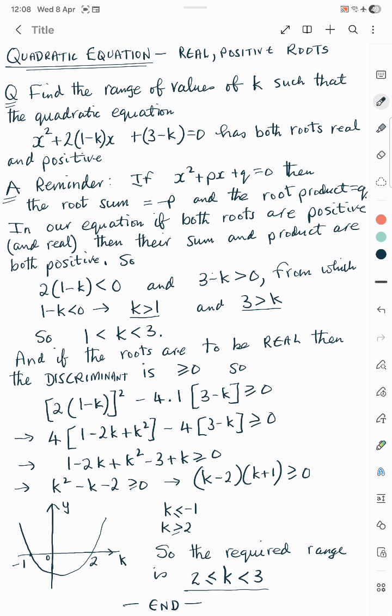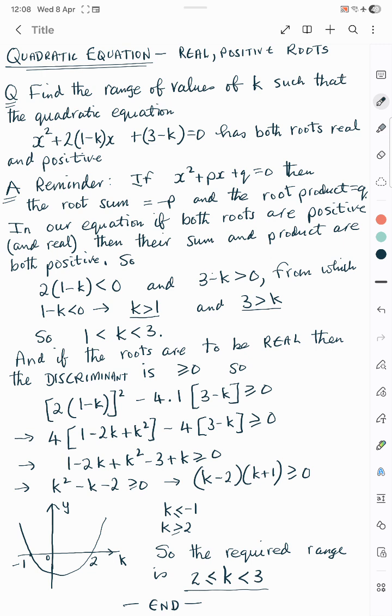But there's also another condition, and that is that the roots have to be real. So this means that the discriminant of the original equation has to be equal to or greater than 0. So that means that (2 times (1 minus k)) all squared minus 4 times 1 times (3 minus k) has to be equal to or greater than 0.